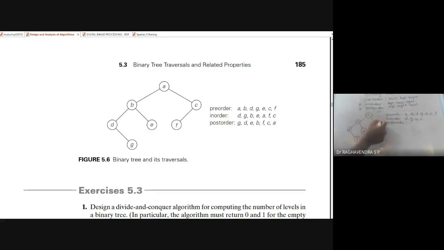So if you consider this, this will be the root. Next, B is already visited because left is already visited. So what is right? Right is C. But C is a root for F, so left will be taken first. That is, F will be taken. Then finally C will be taken. So D G B E A F C. D G B E A F C.